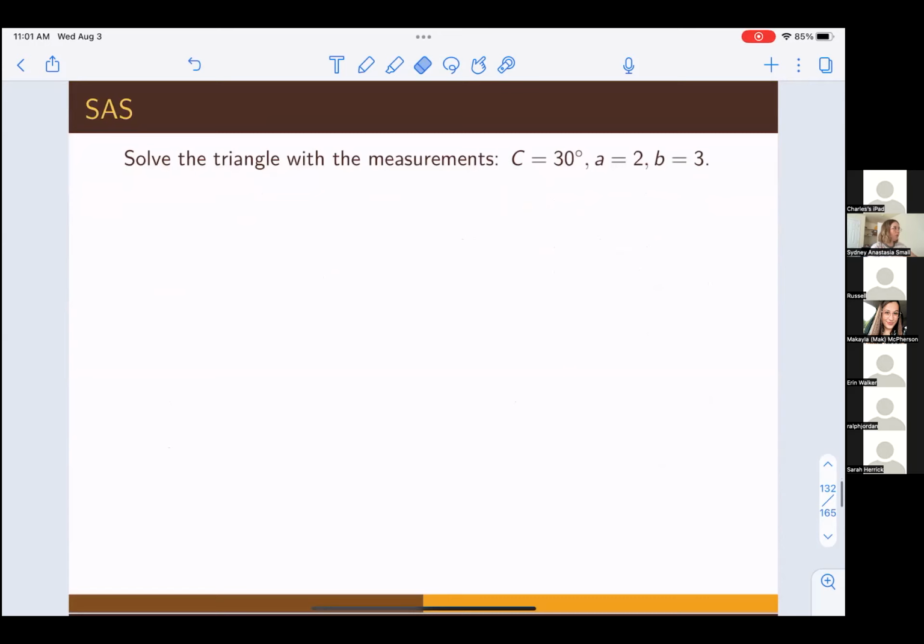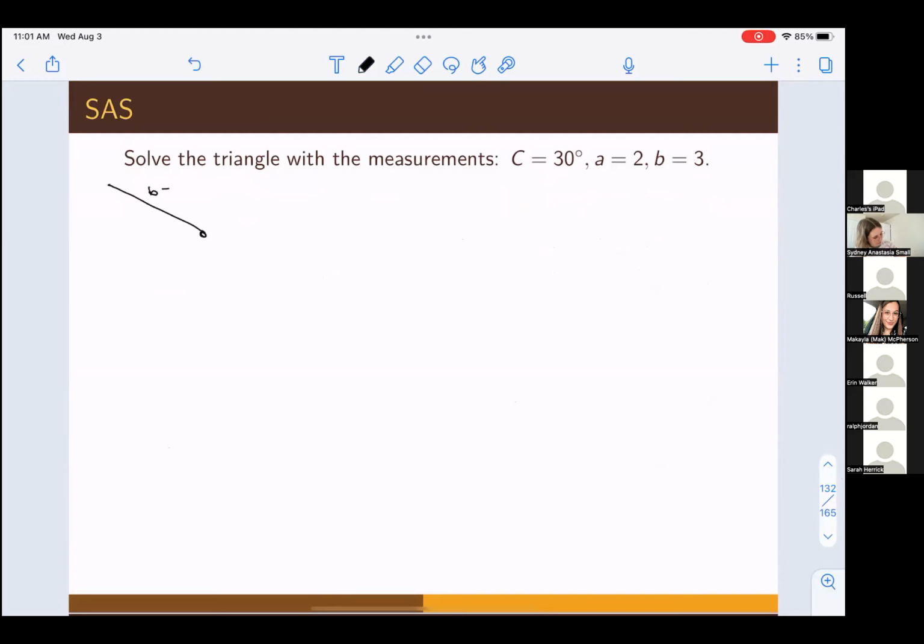Here's a side angle side. I want to solve the triangle with these measurements. Now, let me draw that out just because it's really nice to have a visual when we're working with these, and a visual will actually be kind of necessary later. So I have this triangle here.